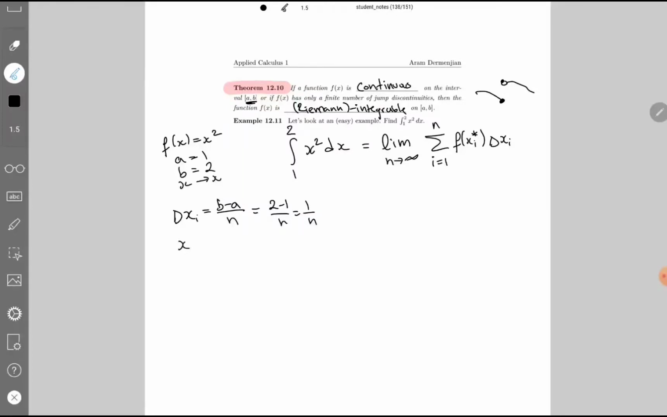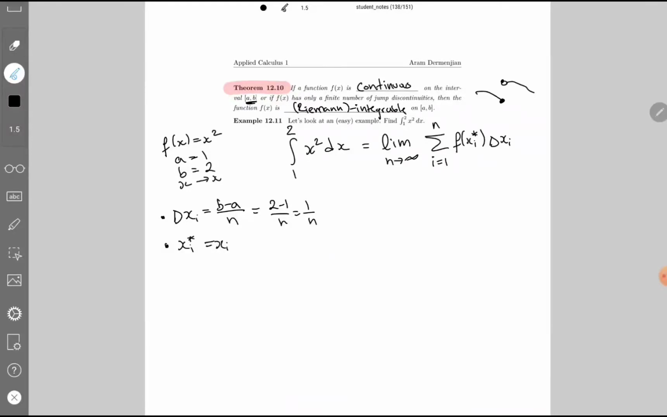Okay, so what is xi star? For this, remember, we have a choice. We can do whatever we want, but it's nice to stick to something. So without loss, without a problem, we're just going to use the right-hand Riemann sum. So we're just going to look at the right-hand one. And so remember, when it's the right-hand one, this is just equal to xi. So it's almost like we can remove this star. We don't really need it.